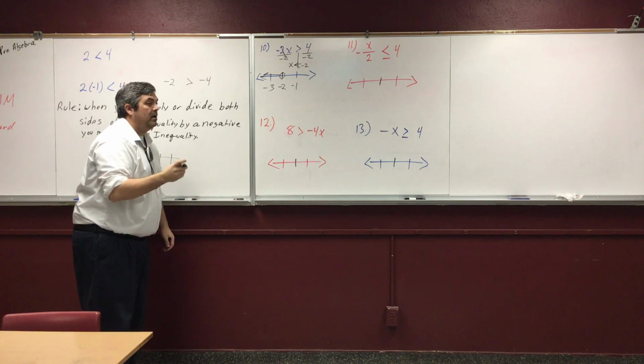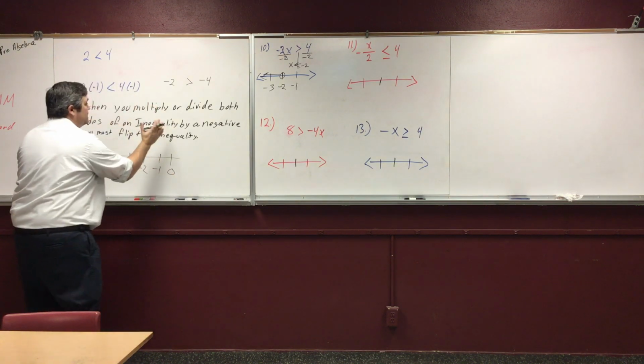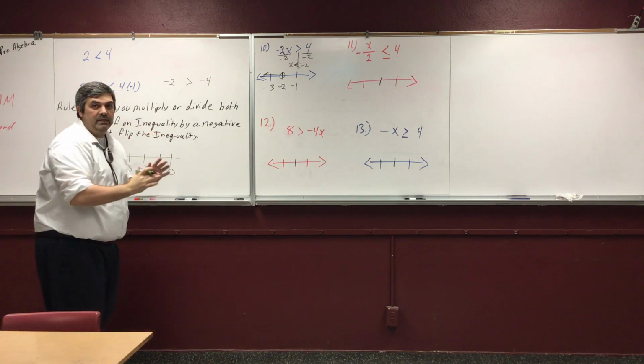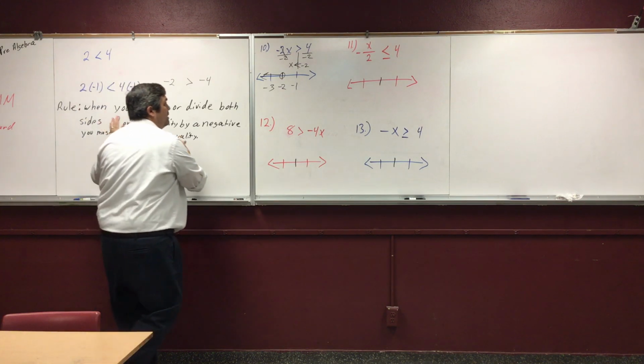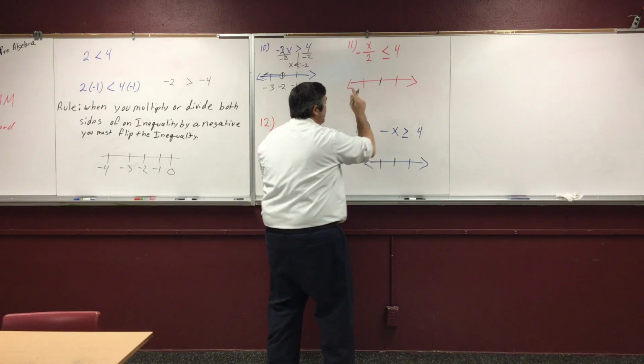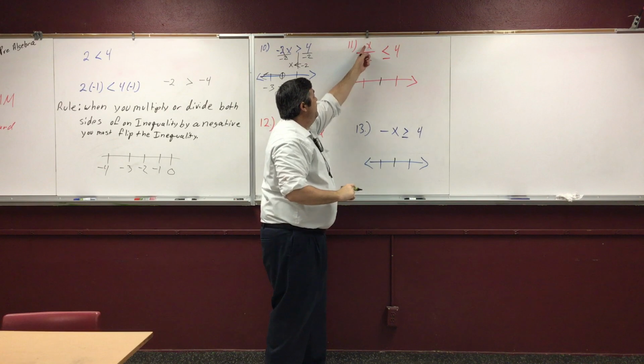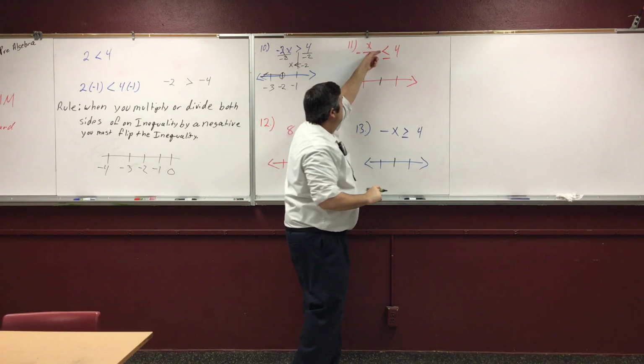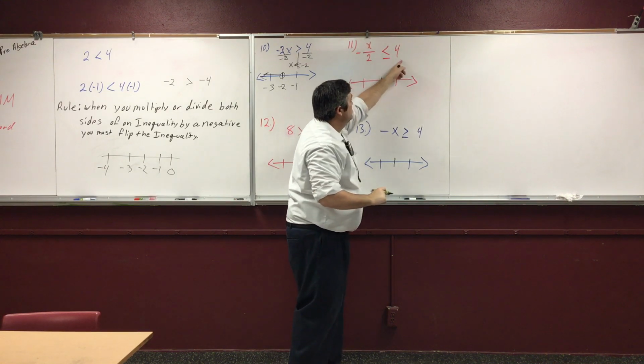It's not terribly complicated, but if you don't memorize this rule, you will mess it up. So memorize that rule. All right, same thing here. Now on this one, they have negative x over 2 is less than or equal to 4.